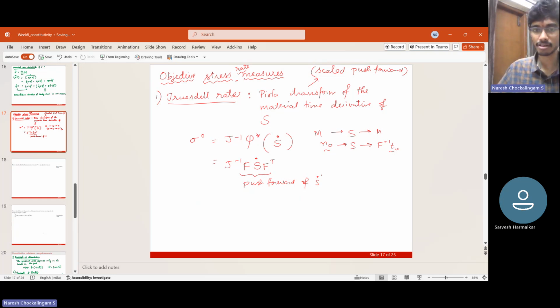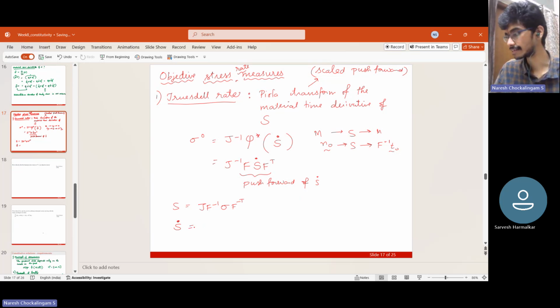Right now, S dot, you can write this as S is what? S is J sigma. S is J F inverse sigma F inverse transpose. And you can show that S dot is, you can do it as an exercise, J dot F inverse sigma F inverse transpose. Just apply the product rule, plus J F dot inverse sigma F inverse transpose plus J F inverse sigma dot F inverse transpose plus J F inverse sigma F inverse transpose dot.